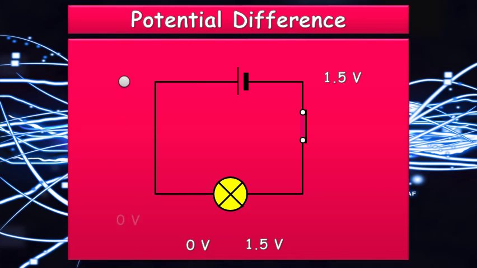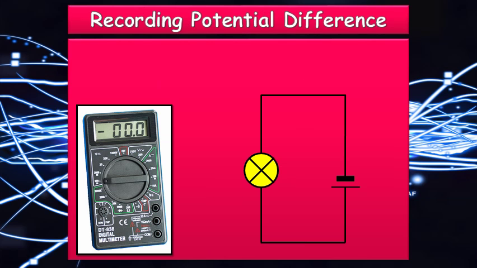Okay, and there the electron continues on. Again, now it has no energy because it's all been transferred into the bulb, goes back into the battery, and then through a chemical reaction, it regains the energy per unit charge and back to 1.5 volts. So how do we record potential difference?